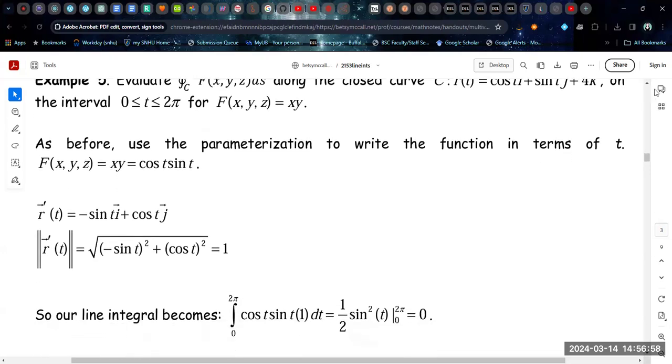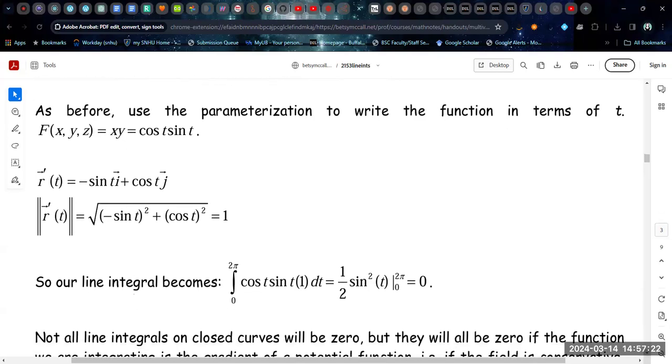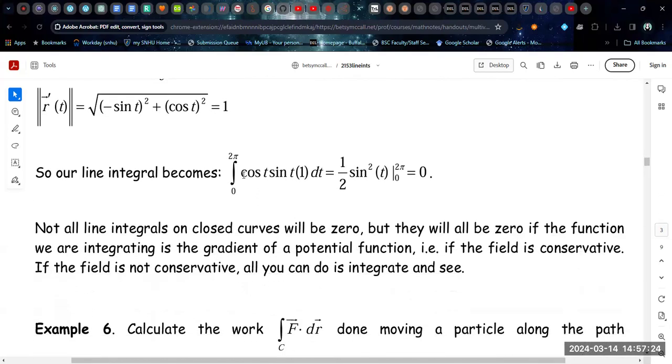And then we're going to take the derivative of our r function because we need the ds, and ds is the magnitude of r prime of t dt. So we're going to take our derivative: minus sine t i, cosine t j. The 4 drops out because it's constant. The magnitude is then sine squared plus cosine squared, which we know is 1. And so then this goes into our line integral. This was our f function. Our ds is 1 dt. And then we're integrating from 0 to 2 pi.